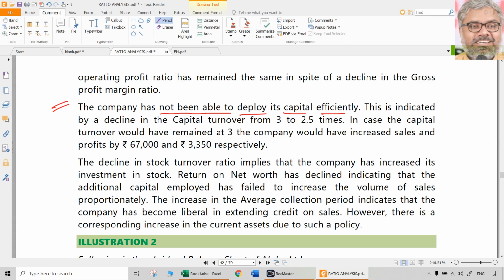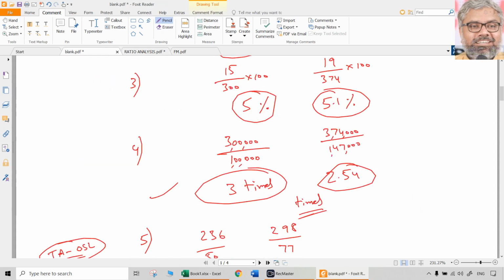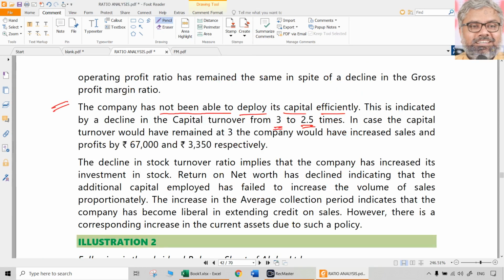How do we know that? We are not giving our opinion here. We know that because there are numbers in front of us. Capital turnover has reduced from 3 to 2.5 times. So that's enough. We don't need further things. Ifs, buts, would have, could have, these things are generally not required for analysis. What is there in front of you, just stick to that.